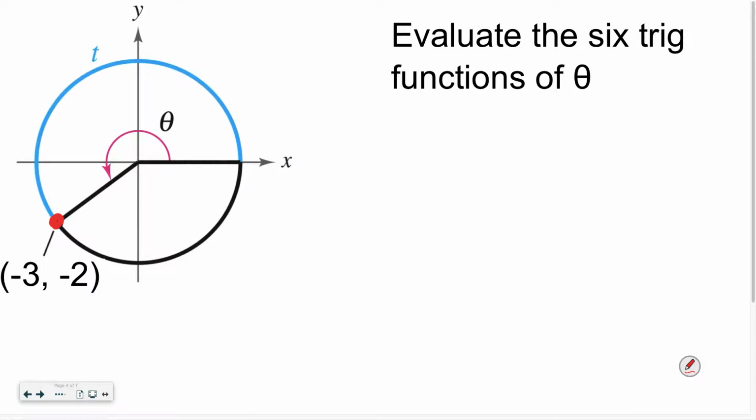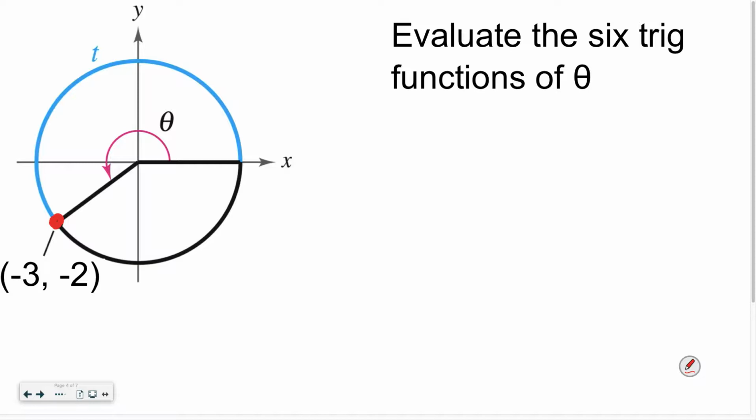Now, why is the answer not sine of theta equals -2 and cosine of theta equals -3? Why is that not the answer? The unit circle has a radius of 1. This does not have a radius of 1. You were right in your answer. The unit circle has a radius of 1. The coordinate -3, -2, it's going to take us longer than 1 unit to travel on that hypotenuse.